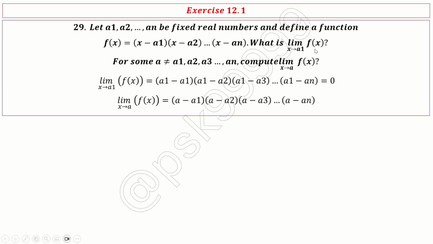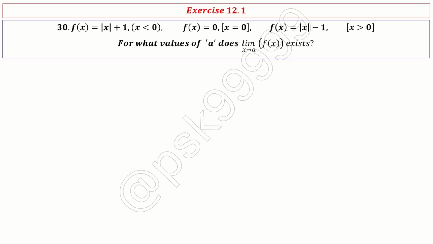Okay. And yeah, that's the only value. I think I didn't write the question completely. It also asks what is the limit as x tends to a of f of x. Okay. So the limit as x tends to a of f of x is nothing but you replace x with a. So a minus a1, a minus a2 up to a minus an. That's it. Okay. This is a simple definition.